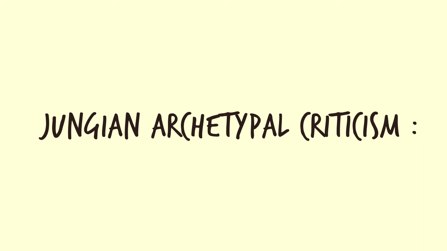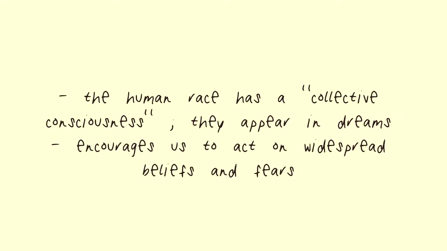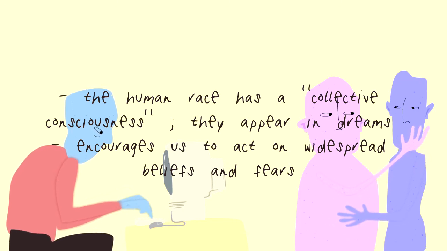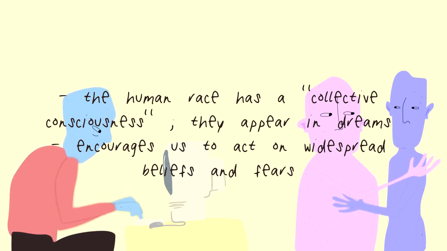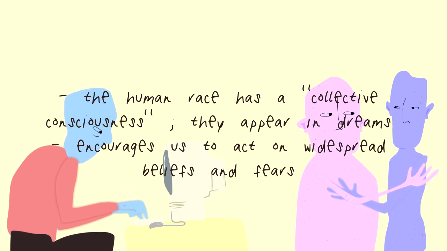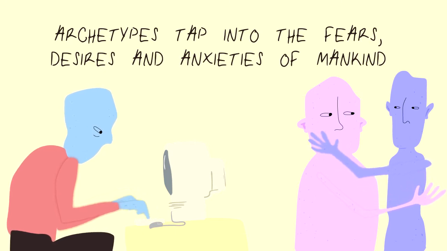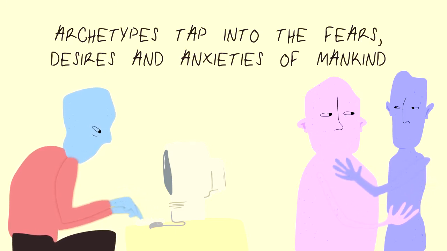Jung proposed that we as a human race have a collective unconscious, a kind of universal connection of thoughts which appear in our dreams. The dreams contain themes and images that we all inherit as a result of society's influences. Archetypal images encourage viewers and readers to act on widespread beliefs and fears, those which have been enforced for generations. This shows not only the intelligence and impact of these texts, but also the natural desire and anxieties of humankind.